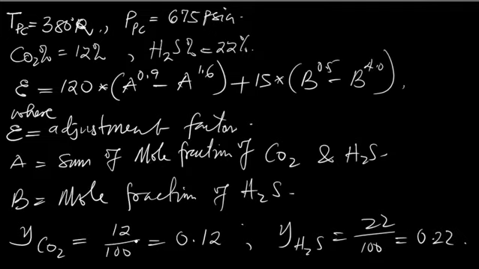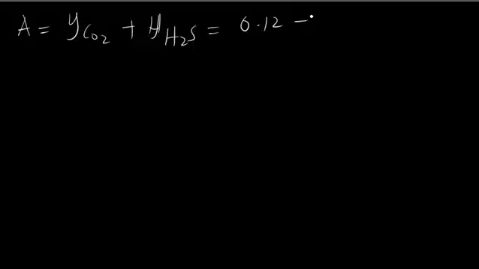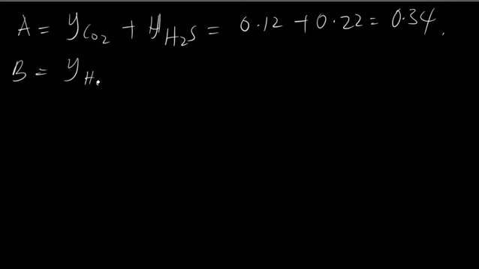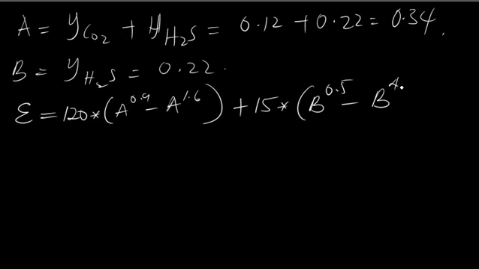So now A is equal to the summation of the mole fractions of CO2 and H2S, which is 0.12 plus 0.22. This will give us 0.34. Then B is equal to the mole fraction of H2S, which is 0.22. So now, to calculate the value of this adjustment factor, which is 120 times A raised to power 0.9 minus A raised to power 1.6, plus 15 times B raised to power 0.5 minus B raised to power 4.0.